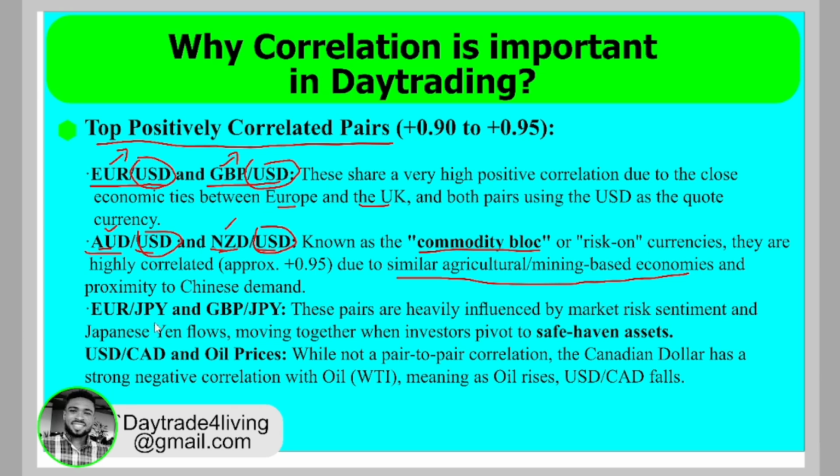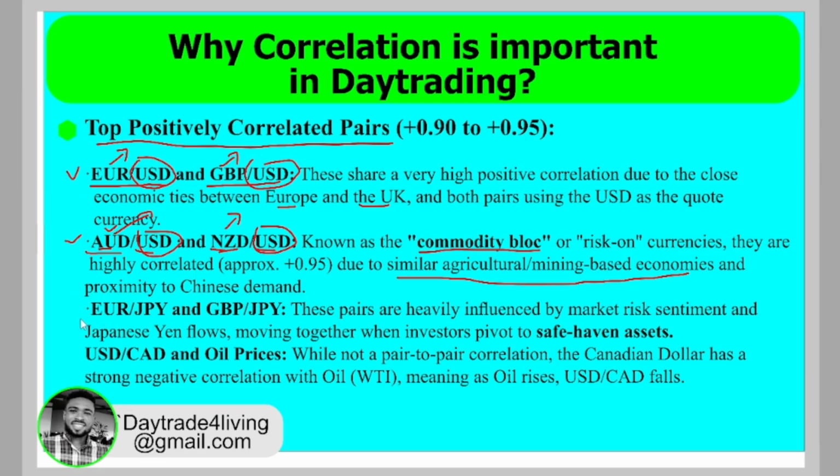Due to this, when the AUD is going upwards, it's likely that the NZD too will go upward because they share similar agriculture and mining based economies. So their commodities are similar. Okay, so first Euro USD and Pound USD. Second, AUD USD and NZD USD. Guys, please take a pen and write these things down.